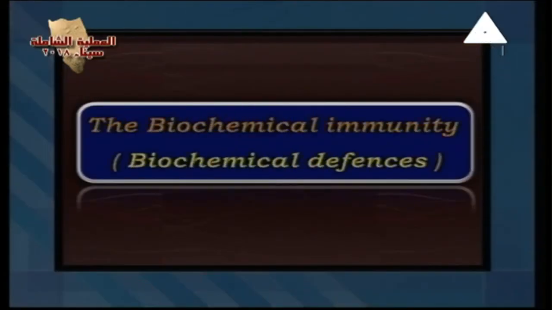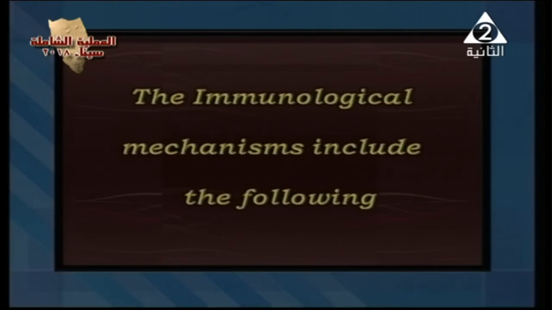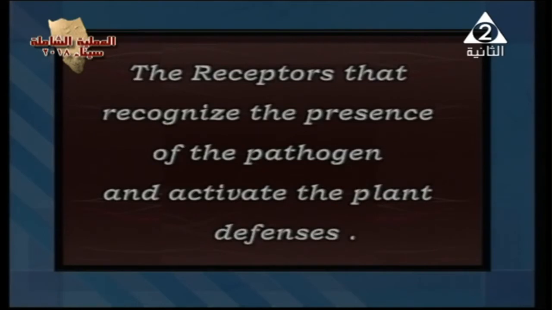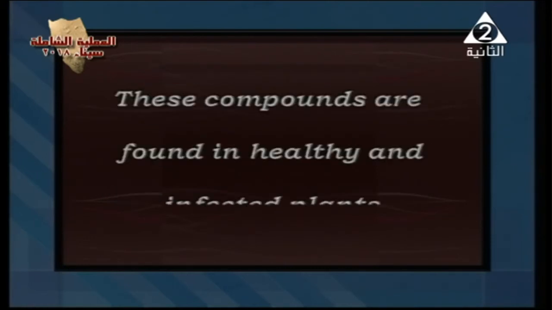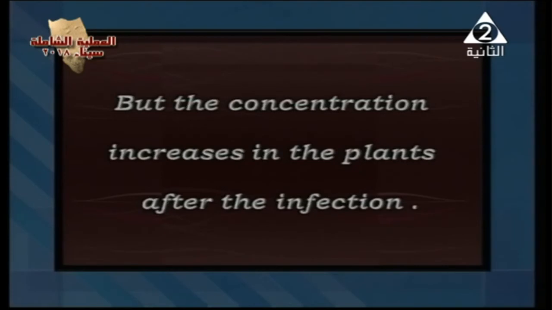The biochemical immunity, or biochemical defenses, for the plant. The immunological mechanisms include two main steps in our lesson. Number one, the receptors that recognize the presence of the pathogens and also activate the plant defenses. These compounds are found in healthy and infected plants. Remember that those compounds don't exist only in the healthy plant, but they are found in the infected plants, and also the concentration increases in the plant after the infection.